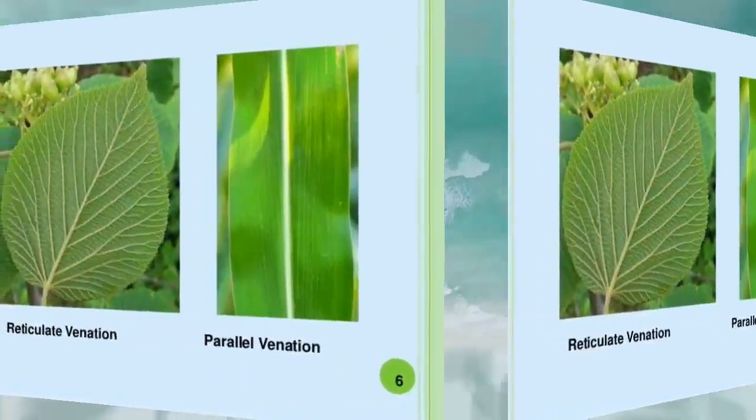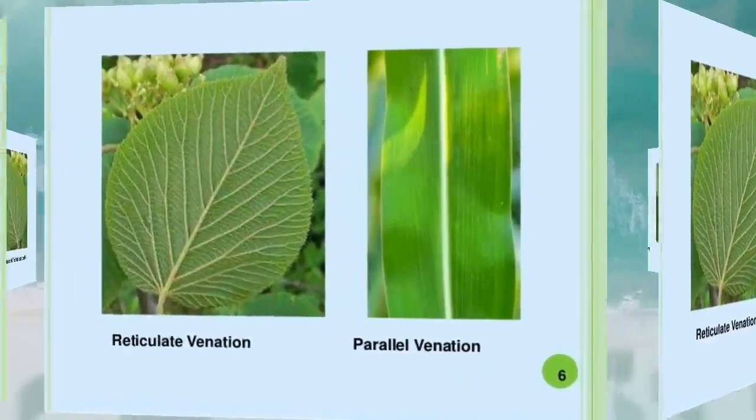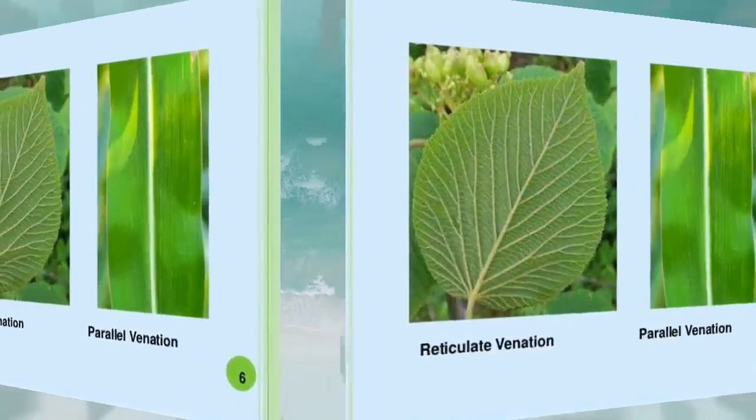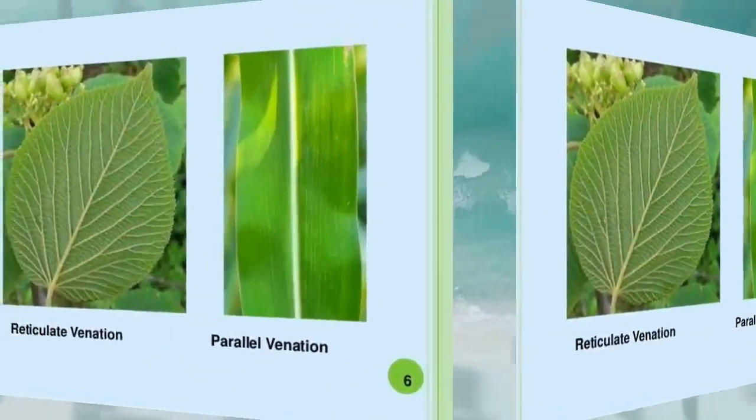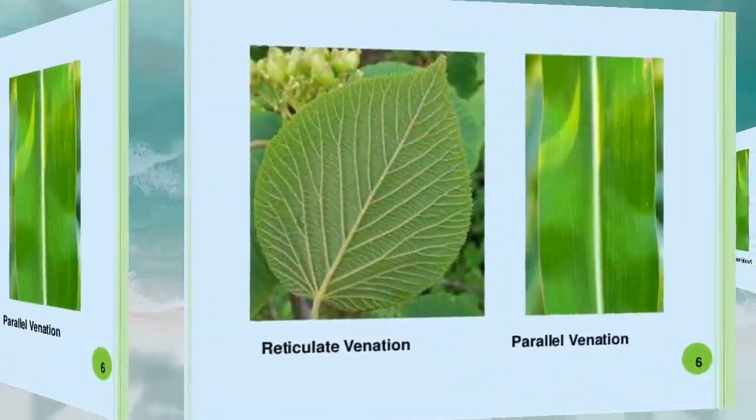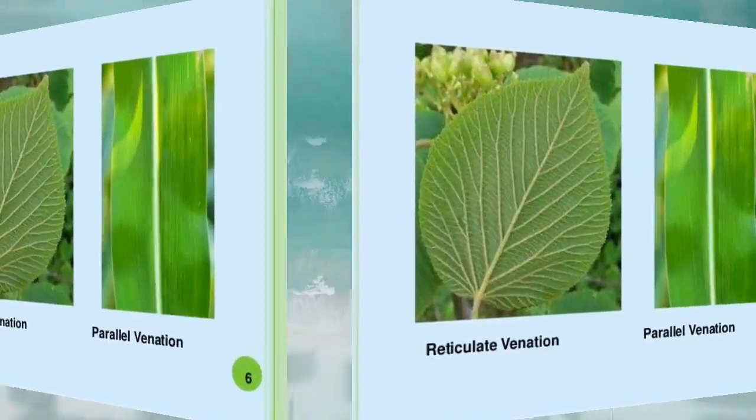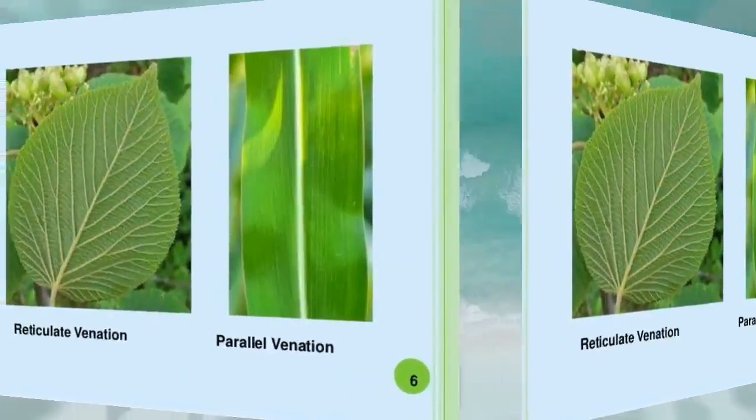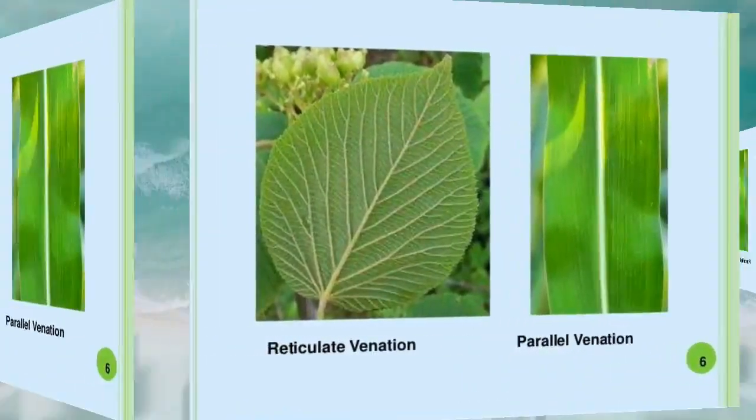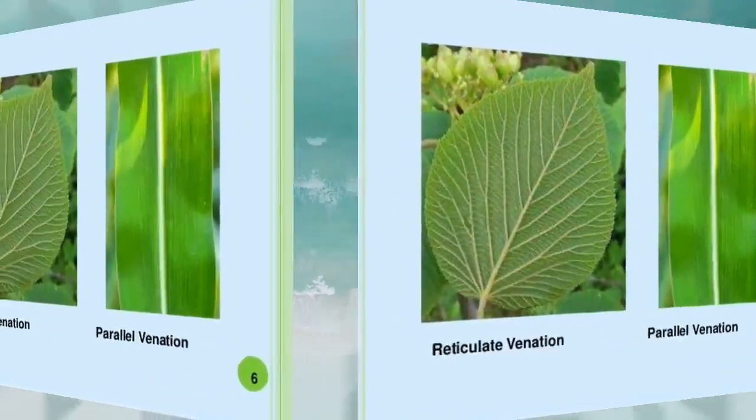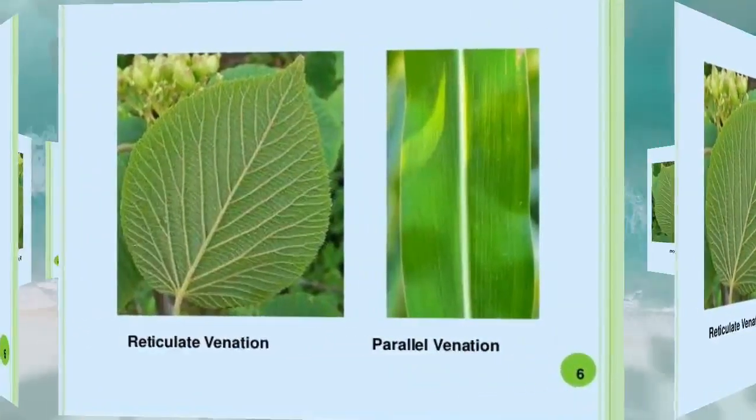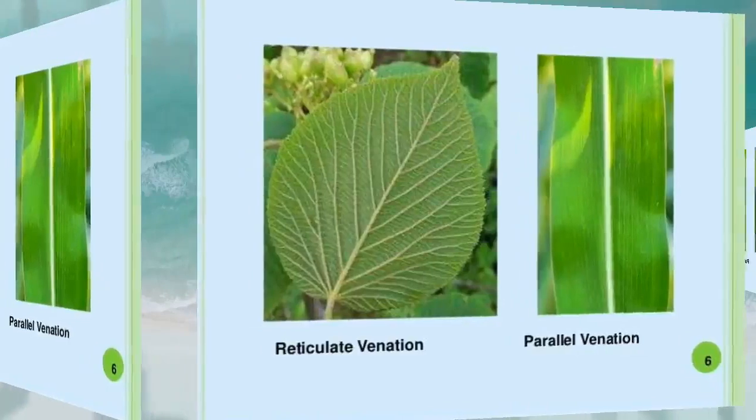Then reticulate venation. If the veins are arranged in a net-like pattern on both sides of the midrib, the leaf is said to have reticulate venation. For example, peepal and mango leaf. You can observe that, and you can also take the leaves of other plants. I repeat, if the veins are arranged in a net-like pattern on both sides of the midrib, the leaf has reticulate venation.